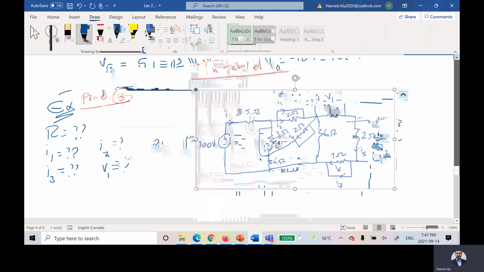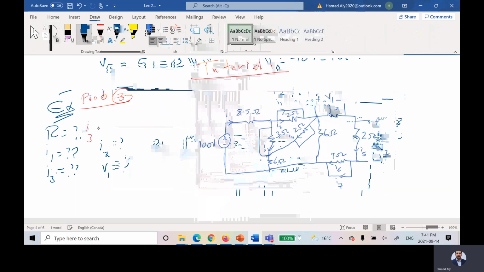Now, this 3 ohm resistor is short circuited by this wire. So can I cancel 3 ohms? What's I3 equal to? 0. So I3 equals 0 because of the short circuit, and this guy is cancelled.